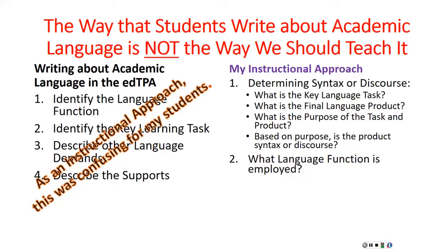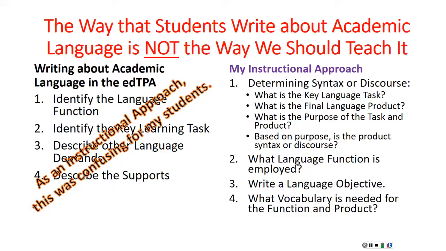Once they've figured that out, then you can help them understand what function is, what you are demanding the students do with their brain. You can write a language objective and figure out what vocabulary is needed. So this is how I take my students through it. And most of them get it the first time. Just about. If you have any teaching experience, you know that you can't get 100% mastery with any one lesson. Usually takes at least three.